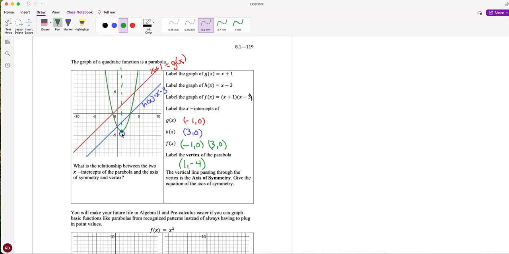If I were to draw a line straight through that parabola, what I see on one side mirrors what's happening on the other side. So if you think about it, you go over 1, up 1, over 1, up 1, over 2, up 4, over 2, up 4, over 3, up 9, over 3, up 9. So they're matching points. So the equation of this axis of symmetry, the equation of that line right there, is x equals 1.